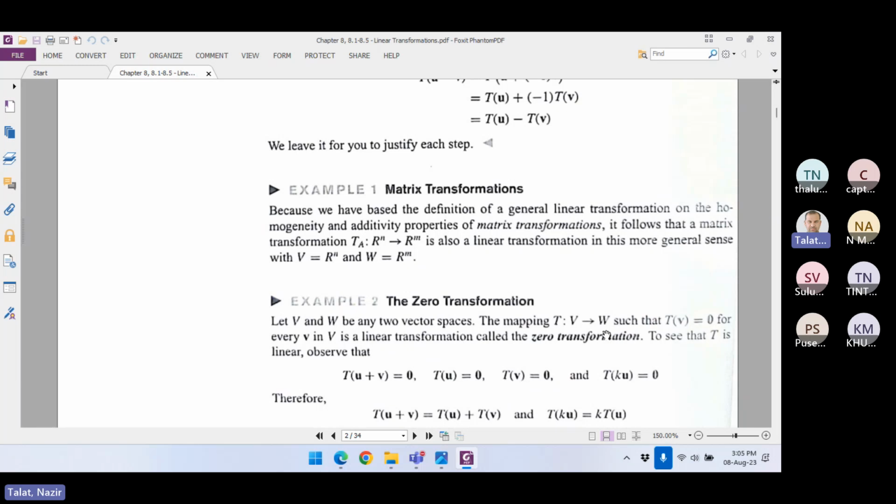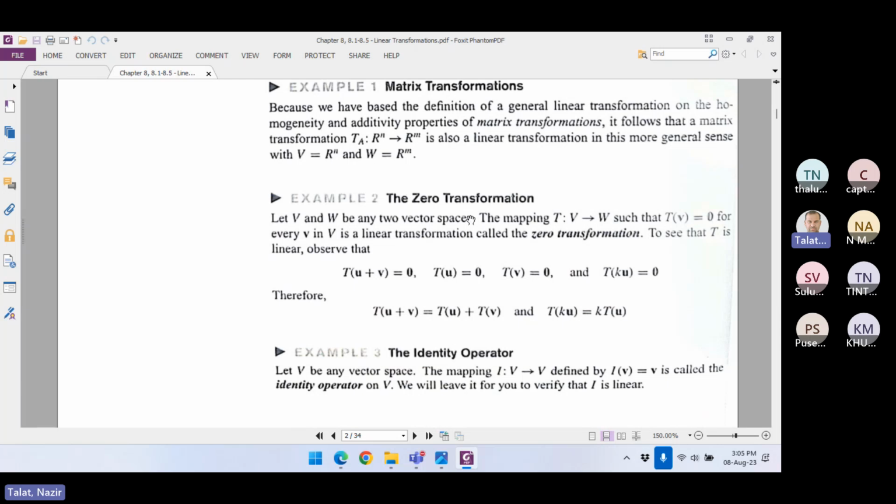Basically, behind the linear transformation there is always a matrix. So matrix transformation is a good example of a linear transformation, because the sum of two matrices is a matrix, and from any matrix we can take a scalar as a common factor. And the zero transformation is also an example. Zero transformation means T of v is equal to 0. Whatever you put, the answer will be 0 belonging to W.